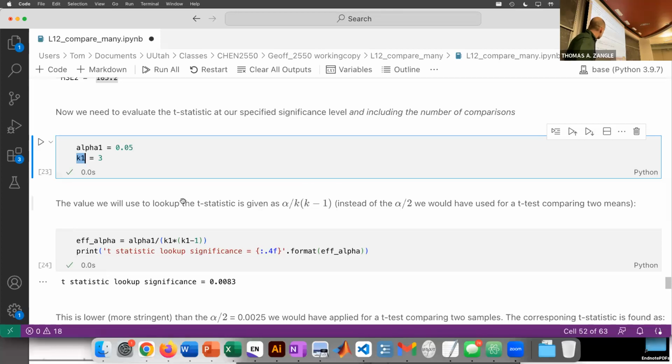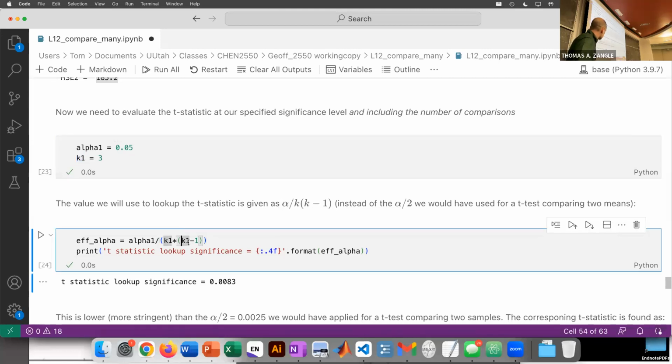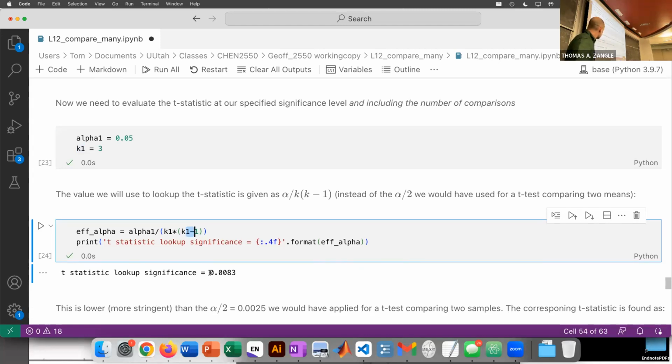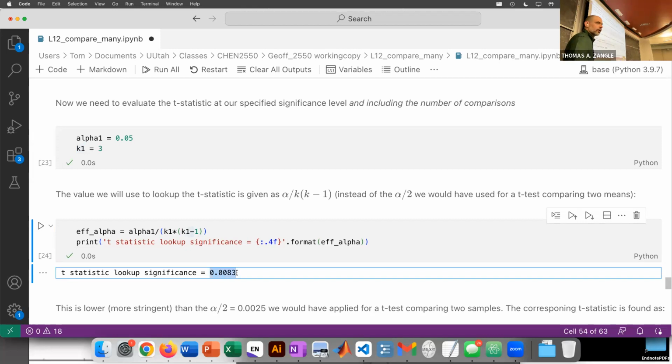And then the value that we're going to use to look up the t statistic is given as alpha over k times k minus 1. So alpha, 0.05, divided by 3 times 2, or 0.05 divided by 6, which in this case gives us a value of 0.0083.